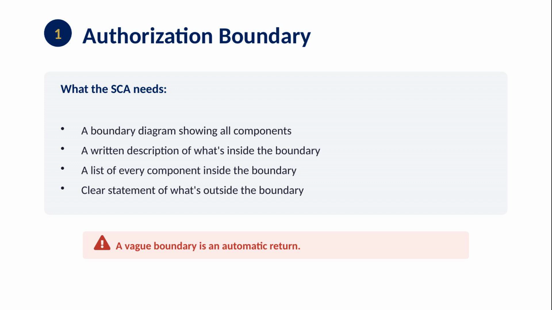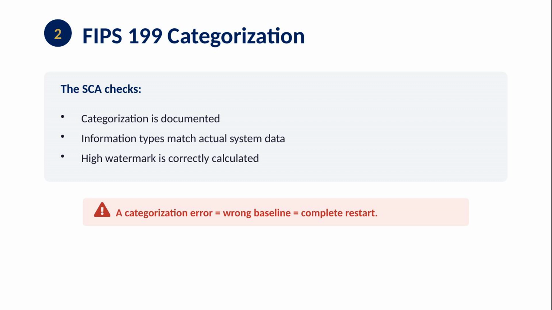1. The authorization boundary. This tells the SCA what's in scope for the assessment. If your boundary is vague, the SCA can't determine which systems, components, and data flows to evaluate. A vague boundary is a return. It needs a diagram, a written description, and a list of all the components inside it.